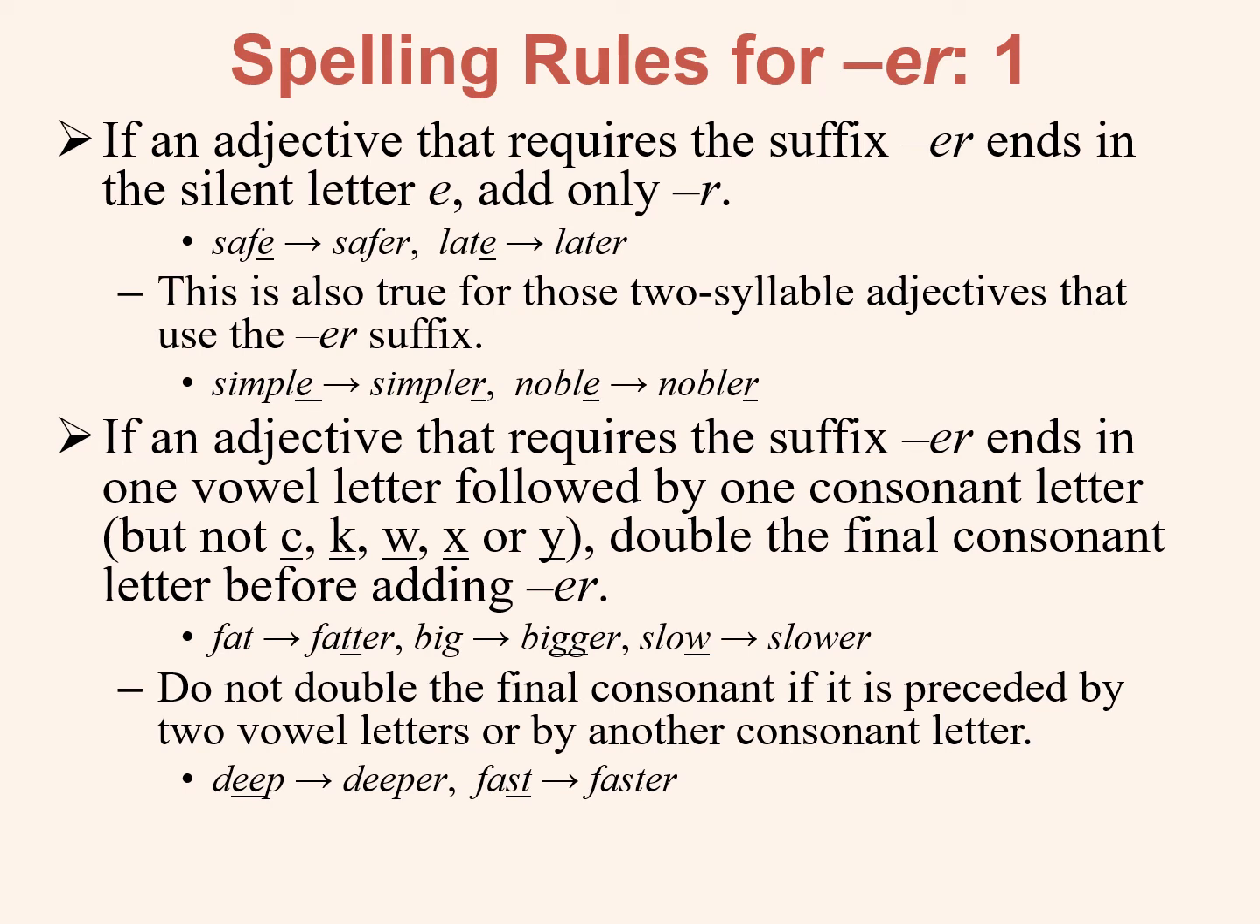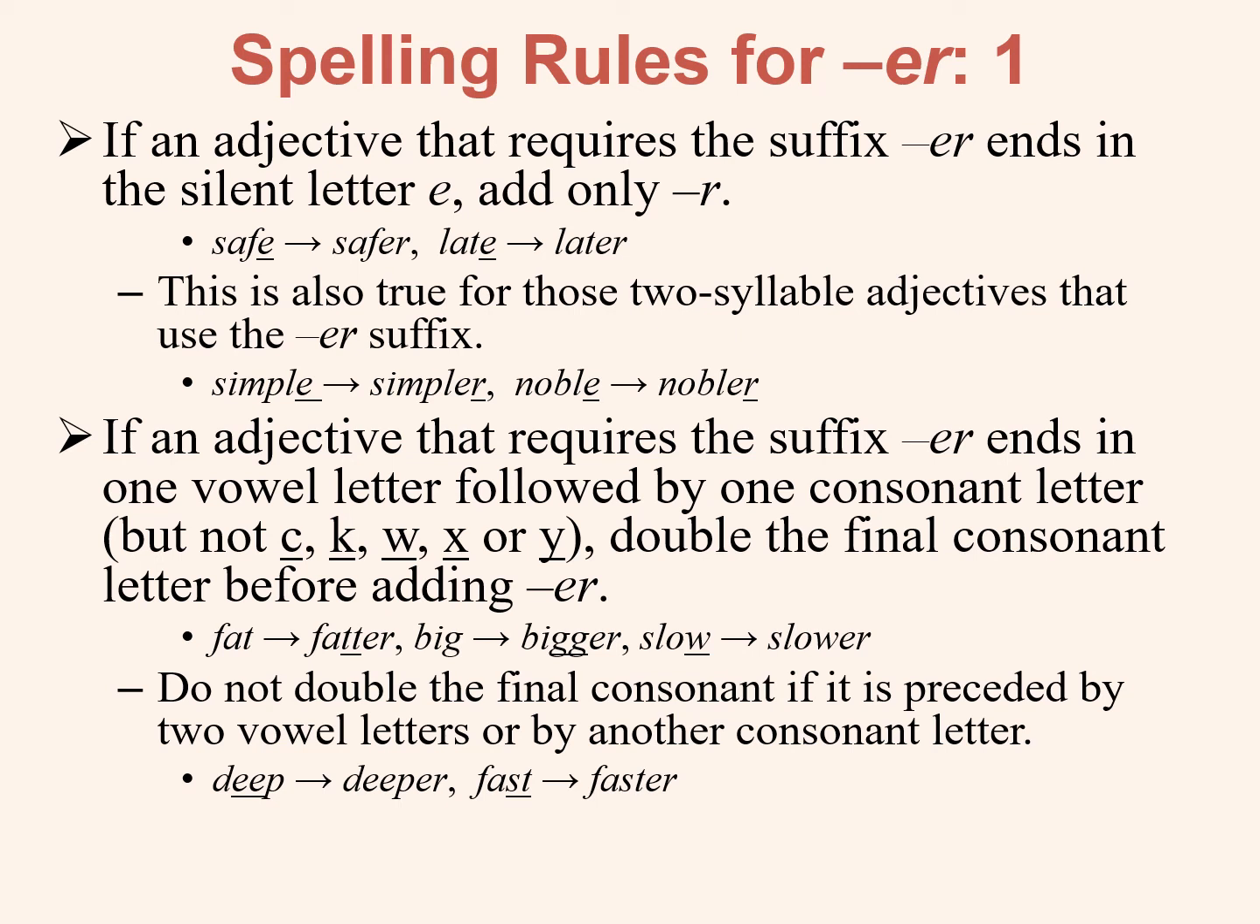This is also true for those two-syllable adjectives that use the -er suffix. So if you have a two-syllable adjective that takes the -er suffix, if it ends in a silent letter E, we simply add the R. So with simple, since it ends in silent E, we add R. In noble, since it ends in a silent E, we add R.